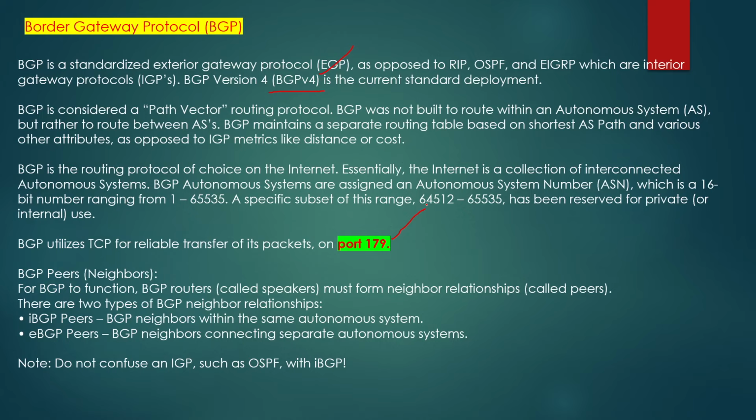BGP is an application layer protocol, like a service such as HTTPS. Is it a routing protocol or an application layer protocol? You may get confused, right? So you tell me, what do you think? Application layer protocol or routing protocol? Routing protocol. Okay, but why is it using TCP if it is a routing protocol?